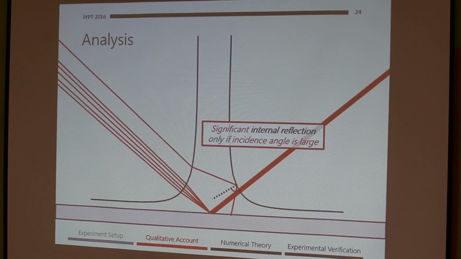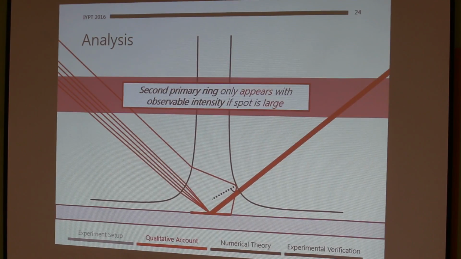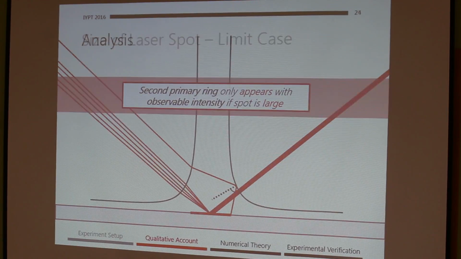We note that for a significant amount of light to be reflected off this water flow, the incidence angle between the light ray and the normal of the water surface must be very large. And for this to happen, for the second primary ring to be observable, the spot must be large such that there's diffuse light emitting, which allows the large incidence angle to be formed. And this is why we do not observe these secondary rings when the laser spot is too small.